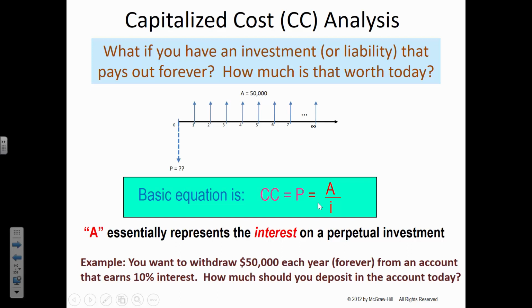So this example of $50,000 a year, if your interest rate is 10%, then the value of that investment would be A, the 50,000 divided by i, 0.10, and so the present worth is simply 500,000.